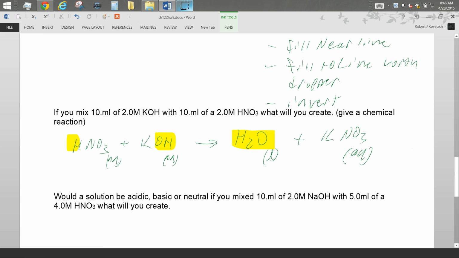Why am I going to put the state down as aqueous? Yeah, this whole thing happened in water, right? It was aqueous nitric acid, it was aqueous potassium hydroxide. I made water, so this potassium nitrate is definitely still sitting in water, and since it's potassium and nitrate, the thing is definitely still aqueous.